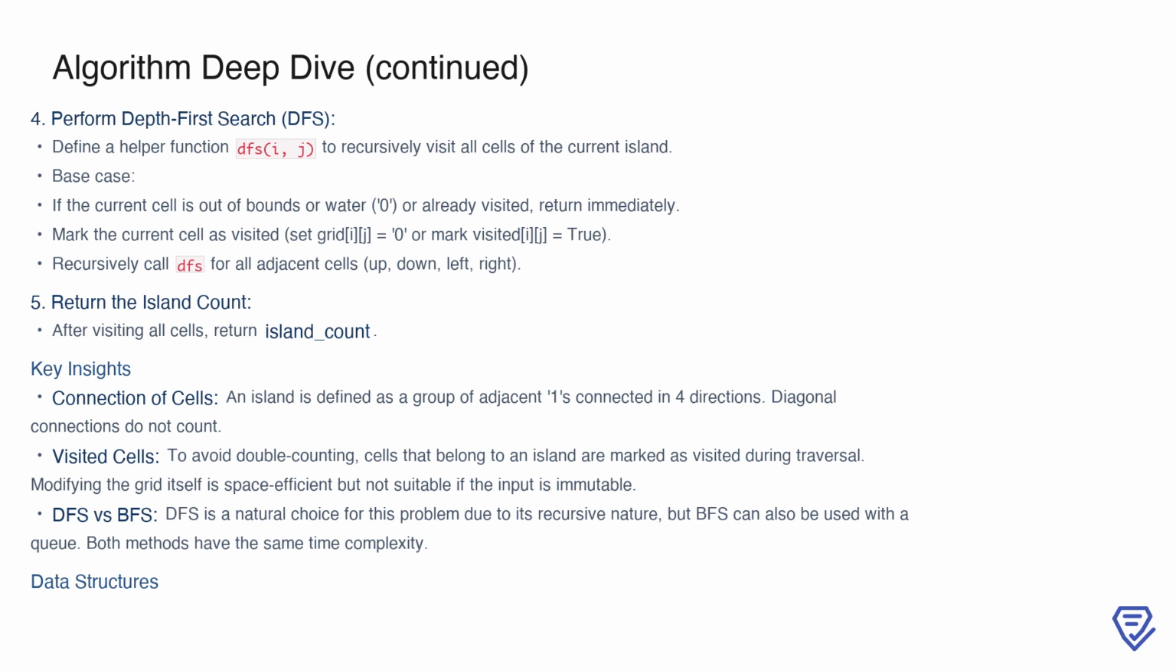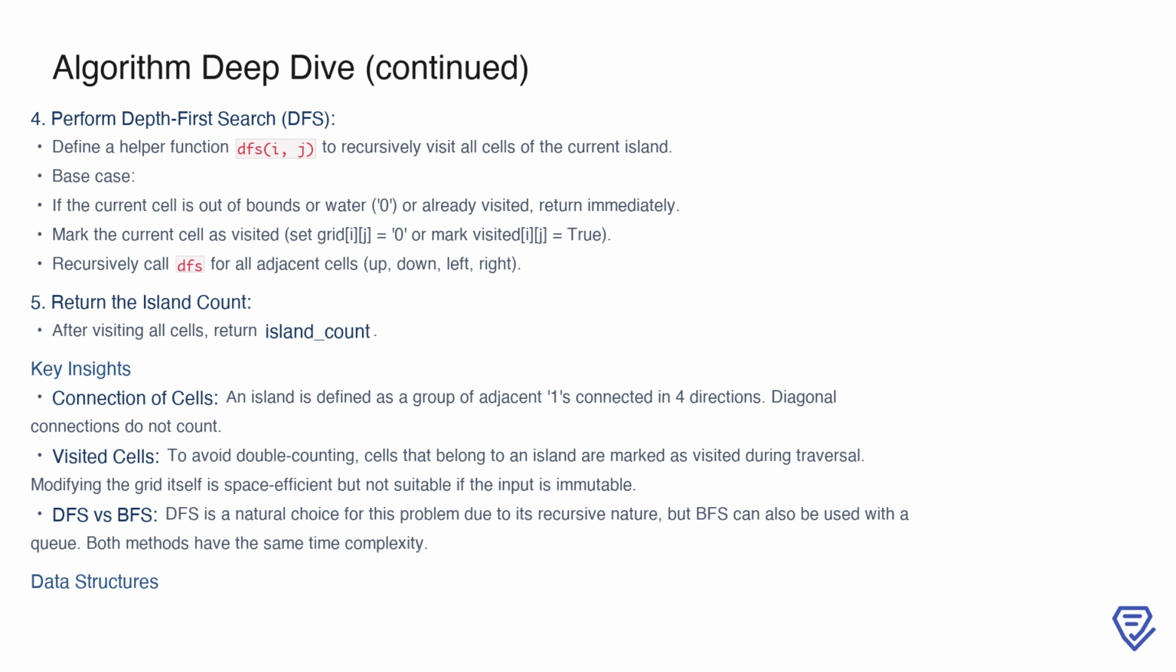To perform the depth-first search, we define a helper function, DFS, that recursively visits all the cells in the current island. The base case for this function checks if the current cell is out of bounds, is water, or has already been visited. If any of these conditions are true, the function simply returns without doing anything. Otherwise, we mark the current cell as visited. This can be done by setting its value in the grid to 0 or marking it in the visited matrix.